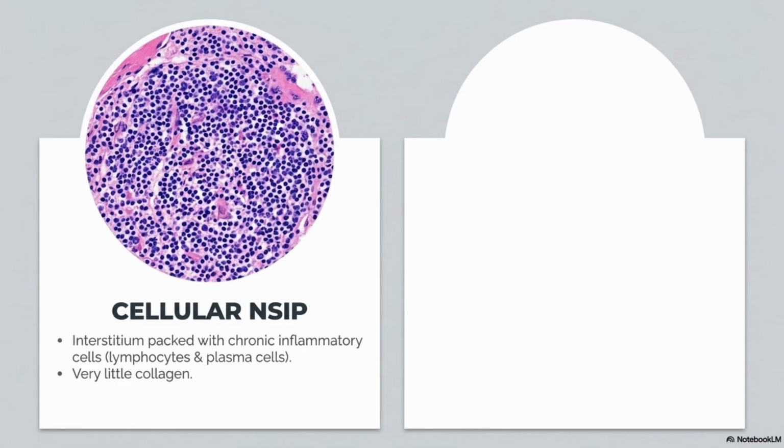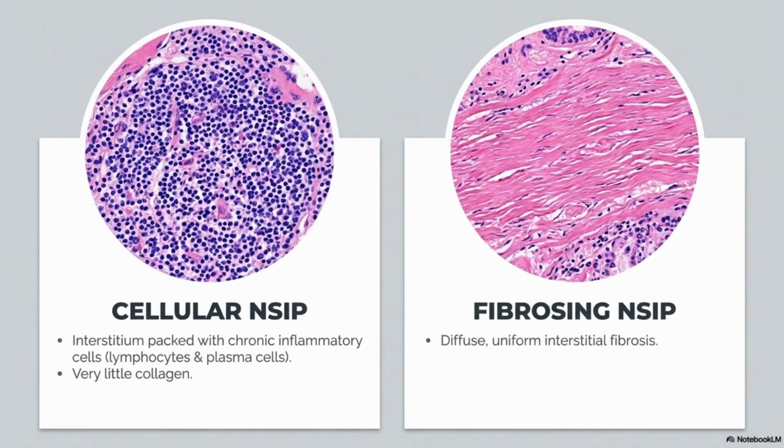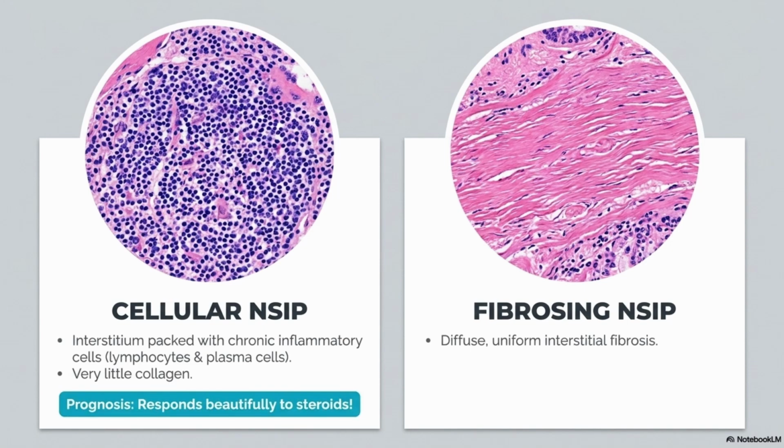Let's break down the morphology into two patterns. First is cellular NSIP. Here the interstitium is packed with chronic inflammatory cells, specifically lymphocytes and plasma cells, and there is very little collagen. Second is fibrosing NSIP, which is characterized by diffuse uniform interstitial fibrosis. Regardless of the pattern, the prognosis is excellent because it responds beautifully to steroids.